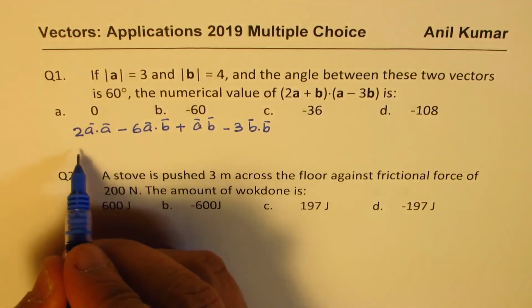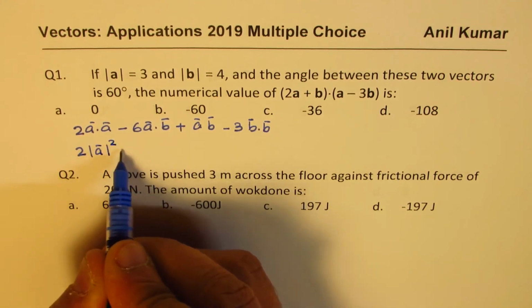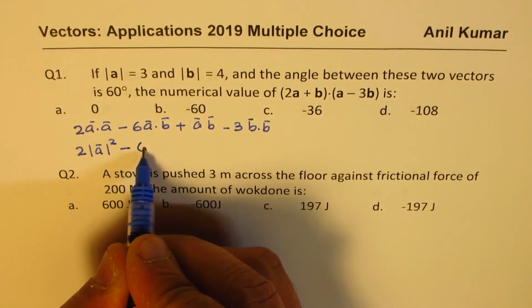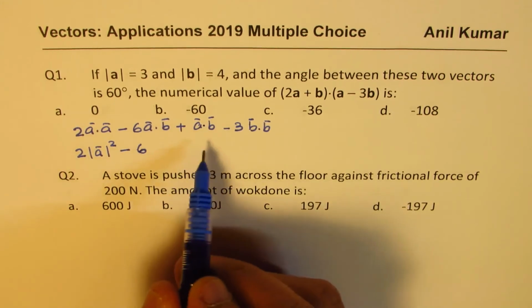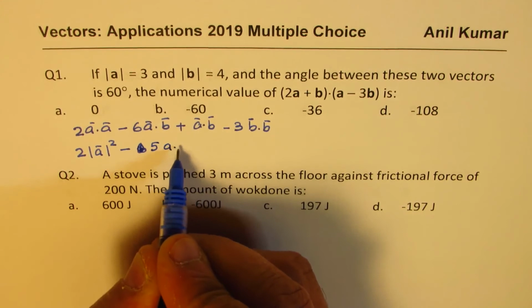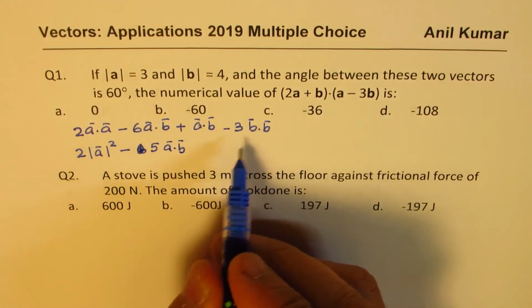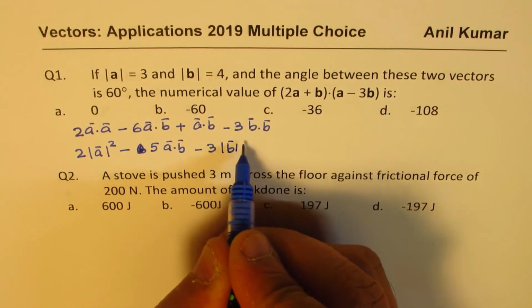Now A dot A is the magnitude of A squared, minus 6 times A dot B, and plus B dot A, we could have combined them. So that gives me minus 5 times A dot B, correct? And this is minus 3 times the magnitude of B squared.